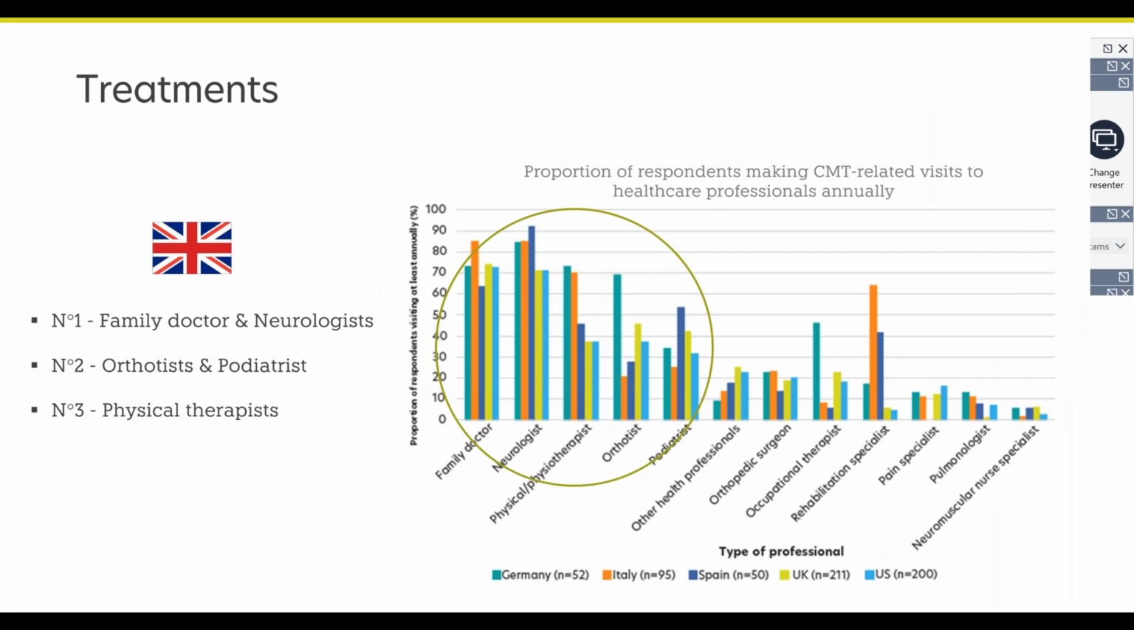what type of medical support are people using? So we did this across different countries, and the different coloured bars show the different countries in the study. So for instance, Germany is in this aquamarine. But what we found in the UK, number one was the family doctor, the GP, and neurologists. Number two, orthotists and podiatrists, and then physical therapists. Number three. So these are really just a snapshot of the wealth of information and data we're already generating.